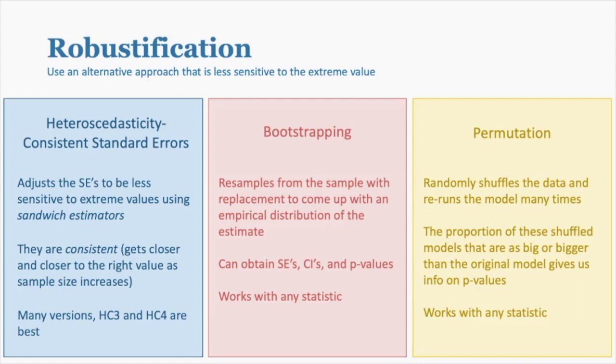So heteroscedasticity-consistent standard errors are very specific to regression. But bootstrapping and permutation work really across the board, and they're really cool approaches. They used to be a lot harder to do, but with computers getting more and more powerful, it doesn't take a whole lot of time to do.